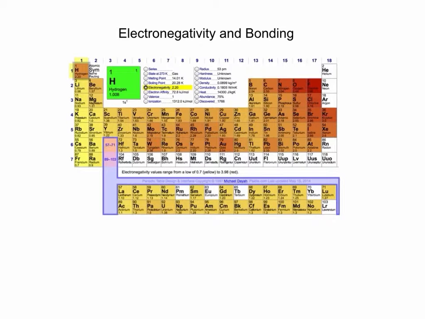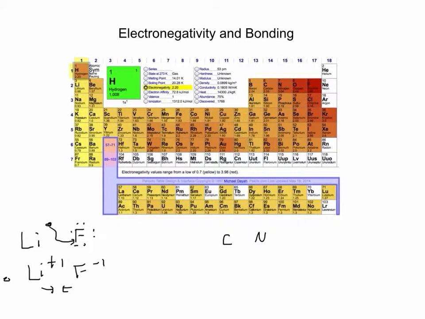Because of that, if we have a metal, such as lithium, and a nonmetal, such as fluorine, fluorine is so much more electronegative than lithium that it's going to take the electron completely from lithium, giving it its plus charge, positive charge, and then fluorine would end up with its -1 charge, and then the opposite charges would attract each other.